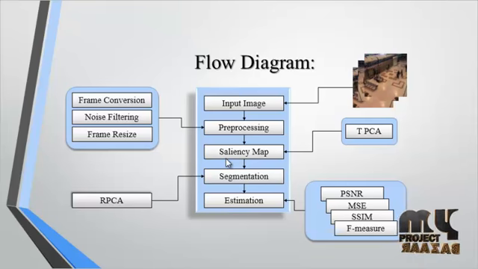Then the saliency map is generated by using the RPCA method. After generating the saliency map, the corresponding region of interest is segmented using the RPCA. After that, the segmentation result is evaluated by using the PSNR, MSE, SSIM and F-measure methods. These are the overall parameters to calculate the efficiency of the process.